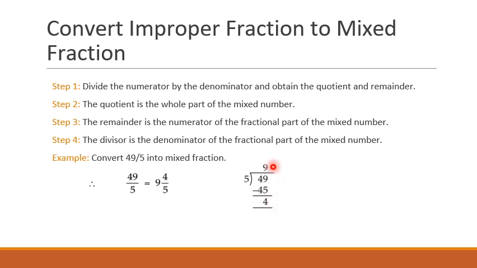So now this quotient becomes the whole part, the remainder becomes the numerator, and the divisor becomes the denominator. So in this way, after dividing, whatever is the quotient becomes the whole. This is the numerator and this is the denominator. You can see a cyclic order here: whole, numerator and denominator. So in this way, 49 by 5 is equal to 9 4 by 5.